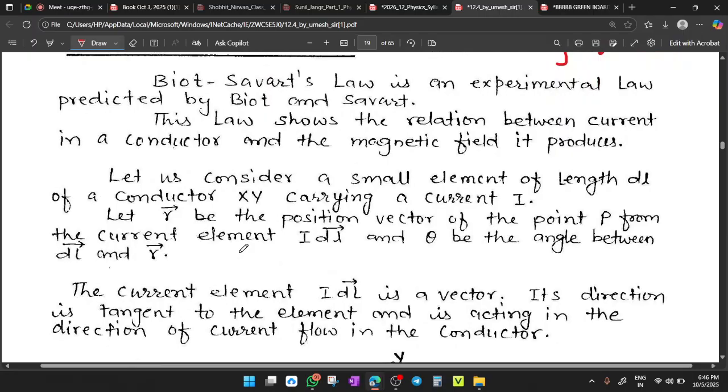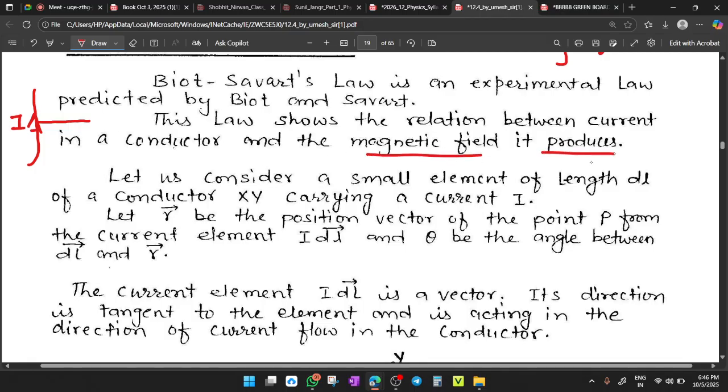Yes. The Biot-Savart law is an experimental law predicted by Biot and Savart. This law shows the relation between the current in a conductor and the magnetic field it produces. So according to this law, we are going to show the relation between the current in the conductor and the magnetic field. We have a conductor in which some current is flowing, and we are going to derive the amount of magnetic field because of it.